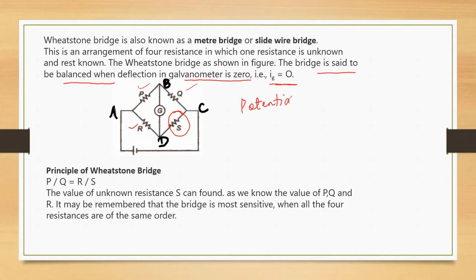difference between B and D point is zero. There is no potential difference between B and D point. They both have the same potential. Then only the current passing through this arm BD is zero, and the galvanometer will not have any current, so its deflection will turn out to be zero.